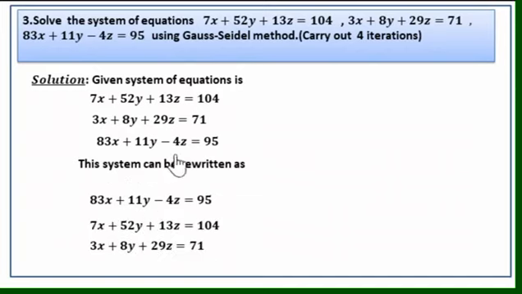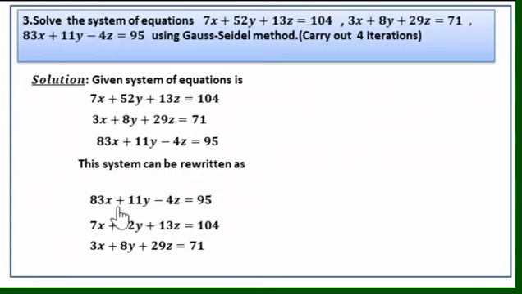So we have 83x, this becomes the first equation. Then the term containing 52y is the second equation, and the term containing 29z becomes the third equation. Now if you look, mod 83 is greater than mod 11 plus mod 4, mod 52 is greater than mod 7 plus mod 13, mod 29 is greater than mod 3 plus mod 8. So this system is diagonally dominant.